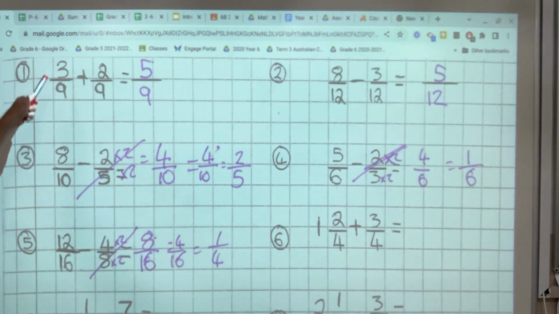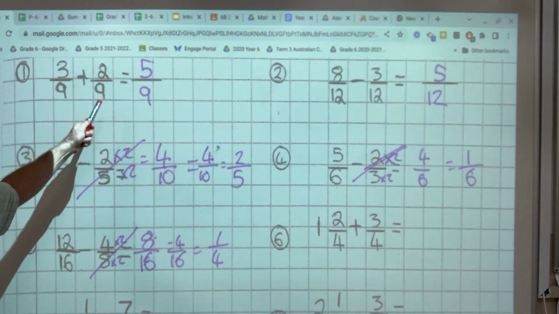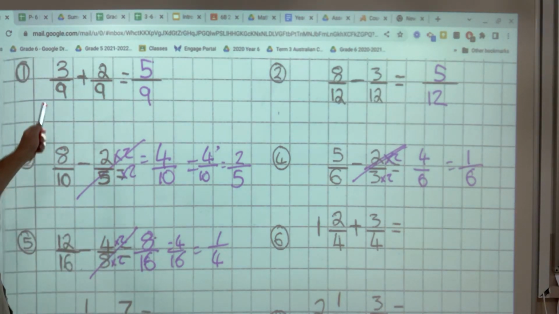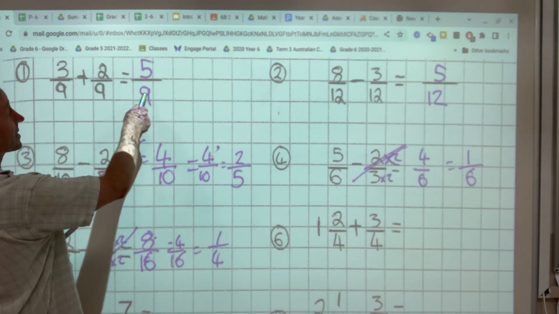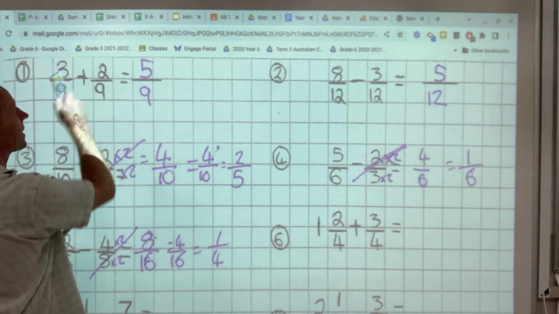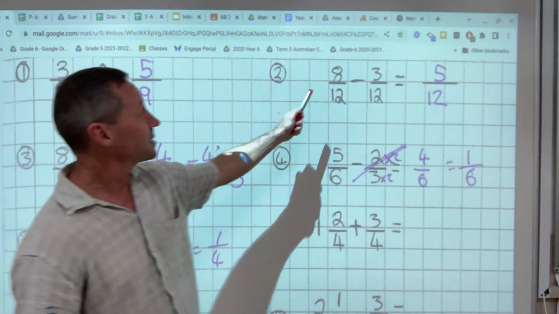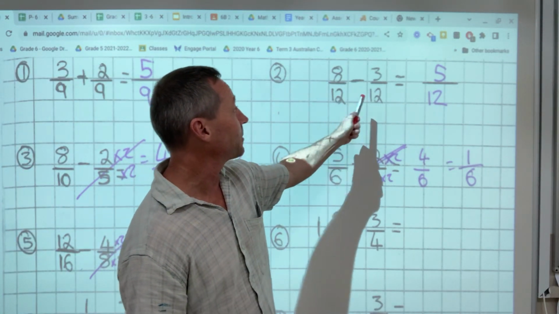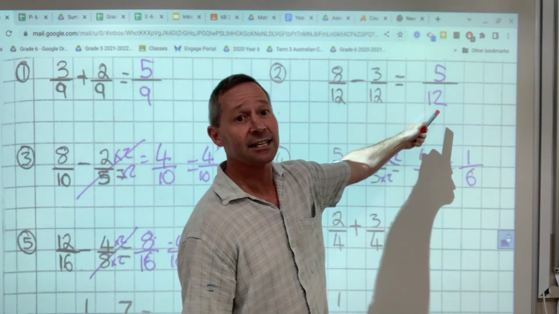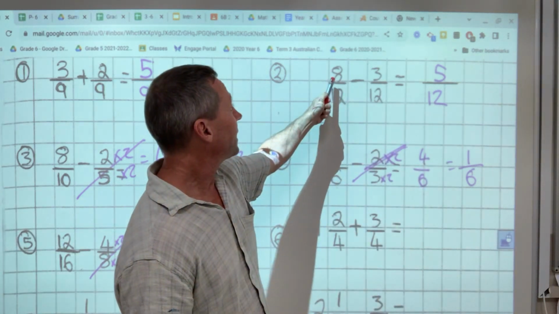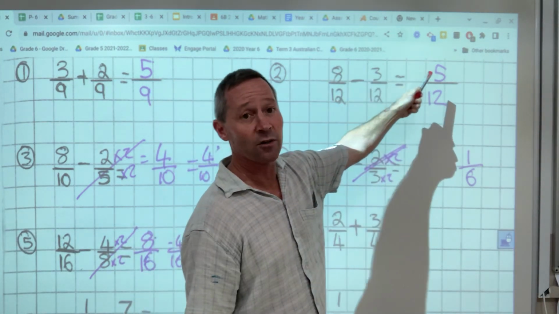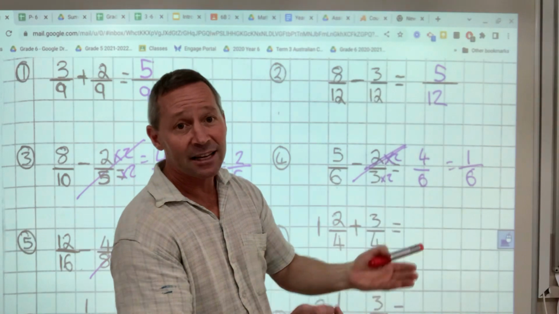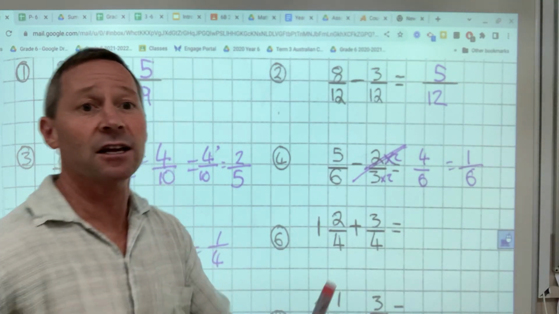This particular one, 3/9 plus 2/9, if the denominator is the same, then the denominator stays the same, that's 9, and you just add across: 5/9. Same deal with subtraction, the denominators are the same, so that stays the same. 8 minus 3 gives you 5. 5 is a prime number, can't be simplified, that's as far as it goes.